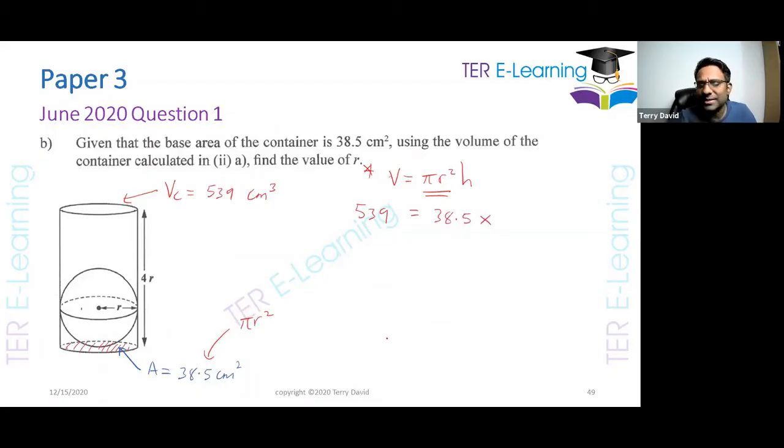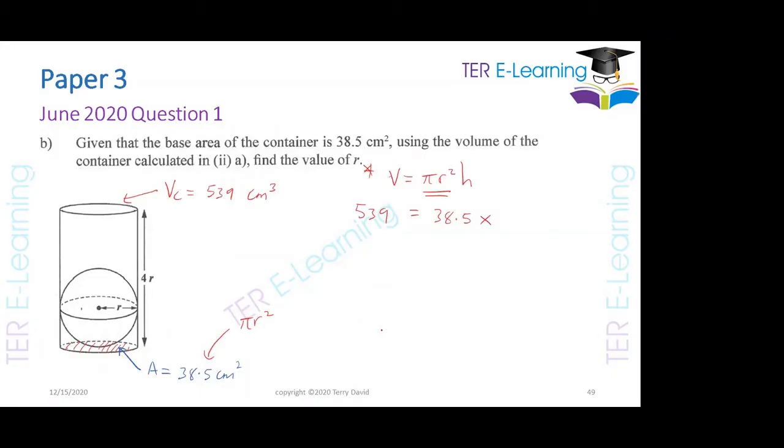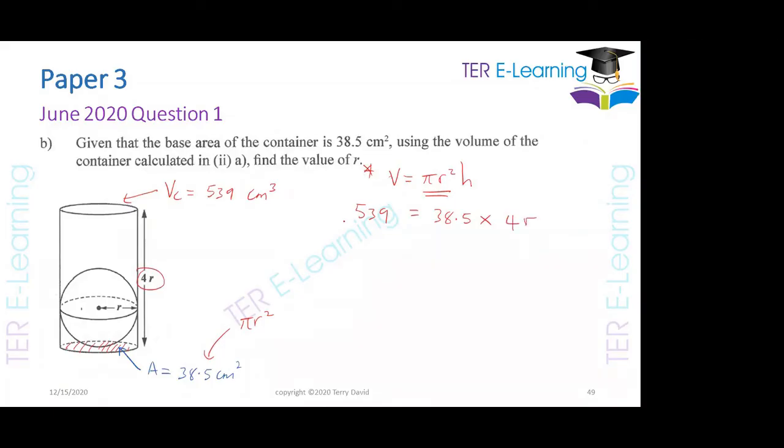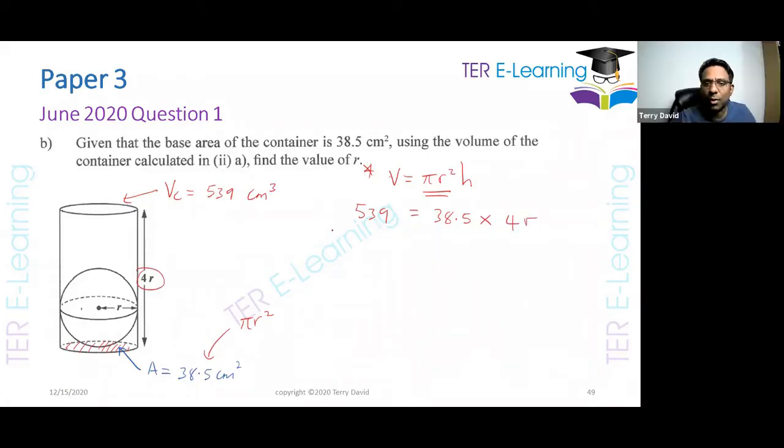Multiplied by my height. What is the height of the cylinder? 4R. 4R is the height of the cylinder. So now I have an equation here that I can use to figure out what R is. So I'm going to just rewrite it. I'm going to put 38.5 multiplied by 4R is equal to 539. Therefore, R is equal to 539 divided by 38.5 multiplied by 4.